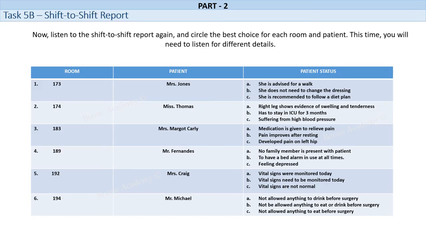This is the morning shift report for Thursday, August 9th. Room 173. Mrs. Jones had surgery on her back. Today is her third day post-op. She's doing excellent. She's getting up with one assist utilizing the walker, ambulating to the bathroom, and Dr. Fan Daka was her physician.